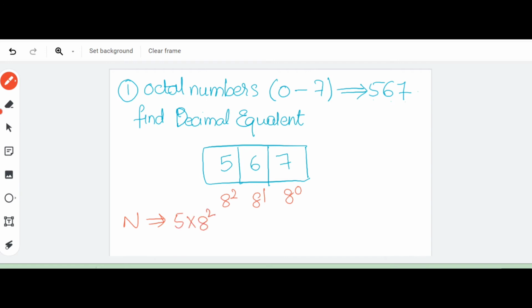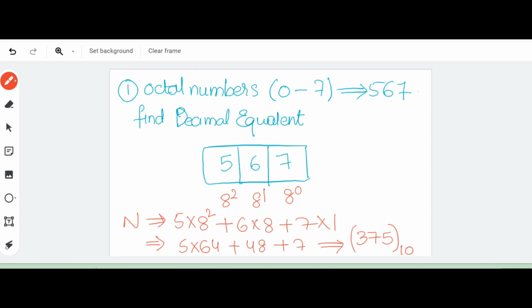Let me compute. 5 into 8 square, that is 64, plus 6 into 8, plus 7 into 8 power 0, which is 1. So 5 into 64, plus 6 eights are 48, plus 7. Compute and you will get the answer 375. Don't forget to put the base: here the base is 10, and for the original number the base is 8. So this is how you convert from octal to decimal.